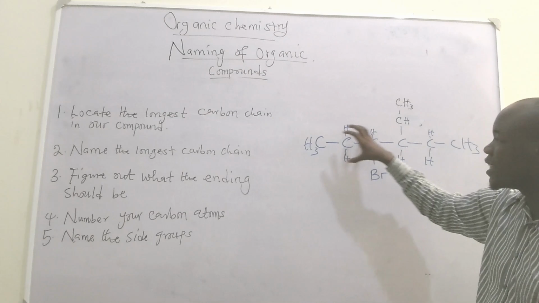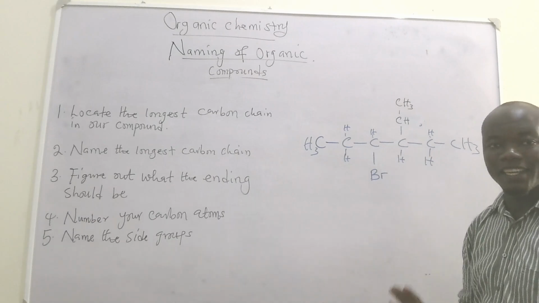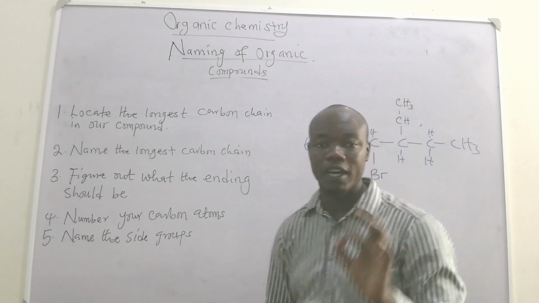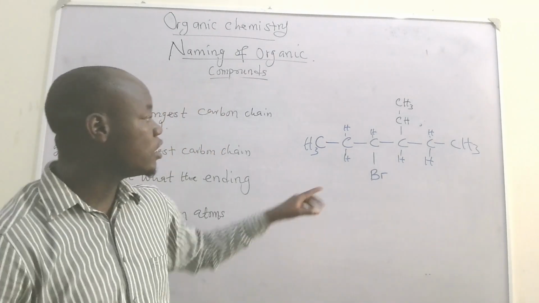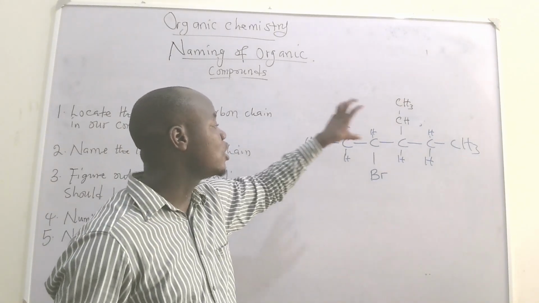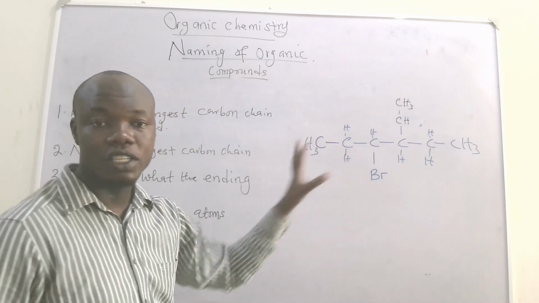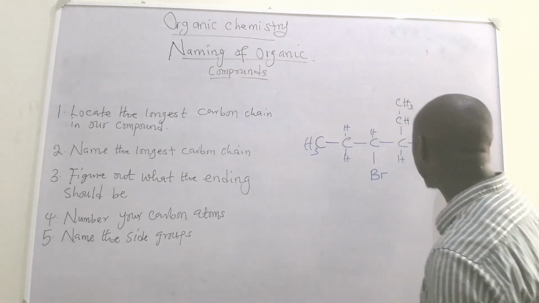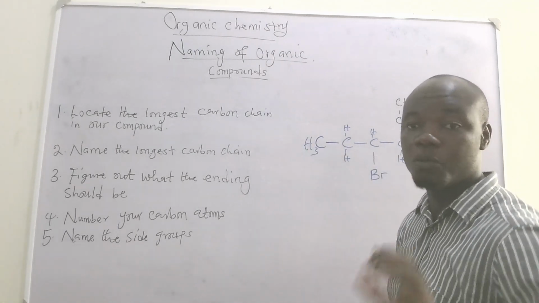Looking at this position, we can clearly see that in this direction we have the longest carbon chain. Why is it the longest? Because in the other direction we have 5, and of course in this direction we have 6. So the longest number of carbon is followed in this direction, so we are going to consider this direction to be our longest carbon chain. We have 6 carbon there.